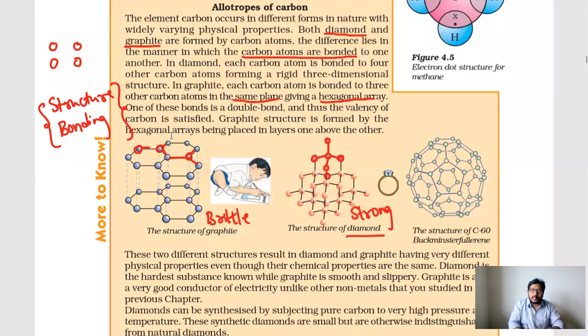The graphite structure is formed by hexagonal arrays being placed in layers above and above. Here there is one array, above that there will be another array, above that, like that. It will be arrays like this. Because of this arrangement, it is so brittle. But here, because of the bond structure and bond angle, it is strong. Diamond is strong.